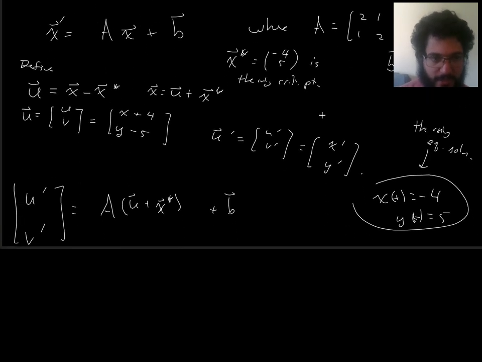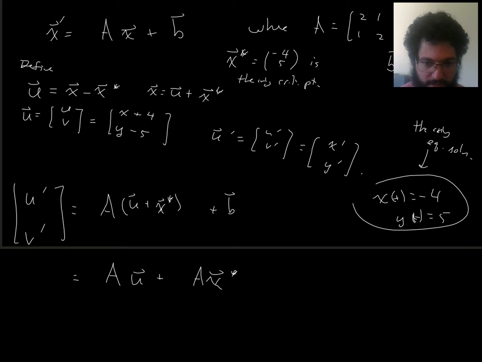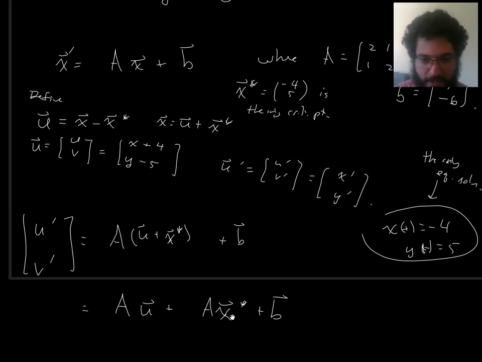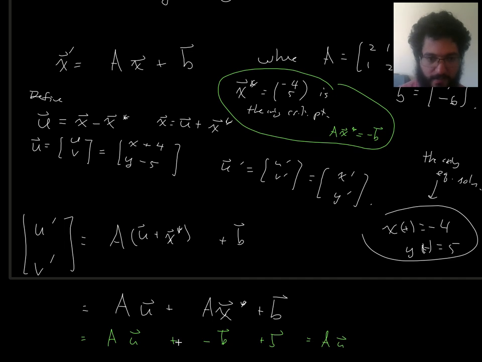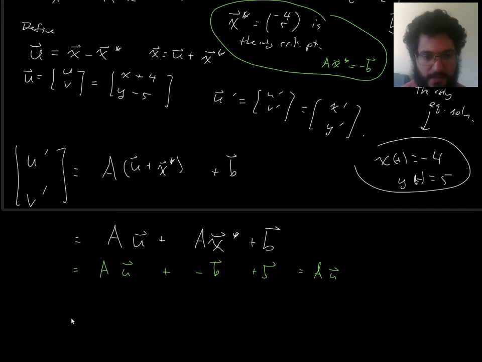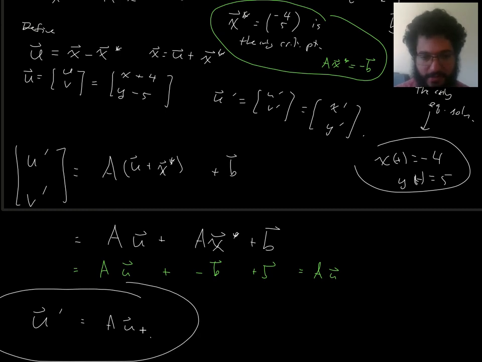I promised you this would end up being homogeneous. So let's see. This is A u plus A x star plus b, right? Now I regret erasing it, but what was special about x star is that when we said it's a critical point, that ended up meaning that A x star is negative b. So this is A u plus negative b plus b. So it's just A u. So the overall differential equation we ended up with is u prime equals A u. And that's homogeneous. There's no constant stuff getting added.